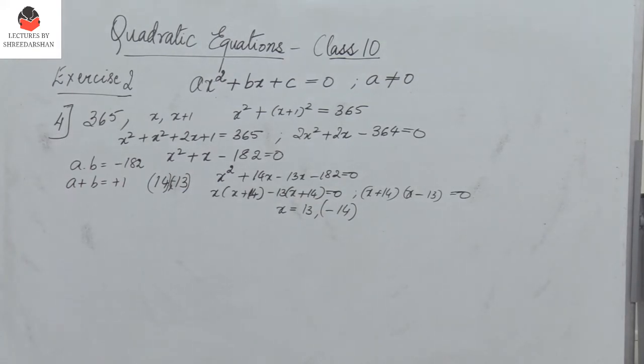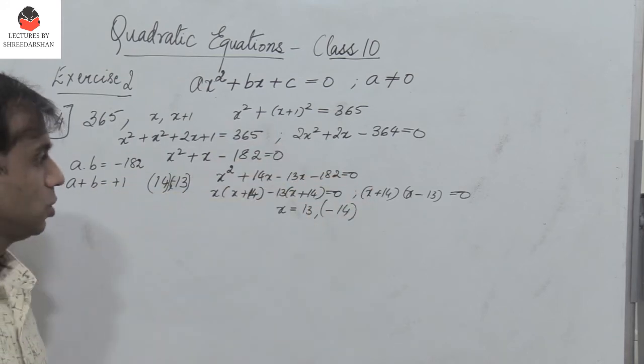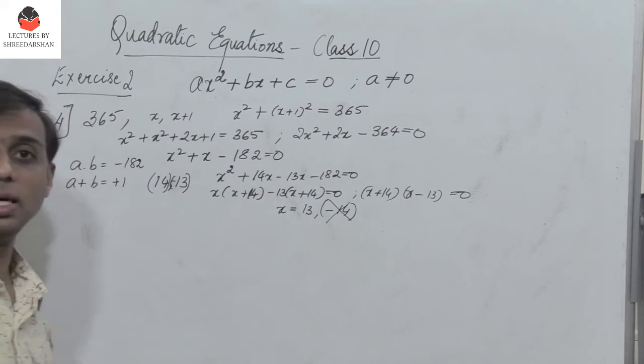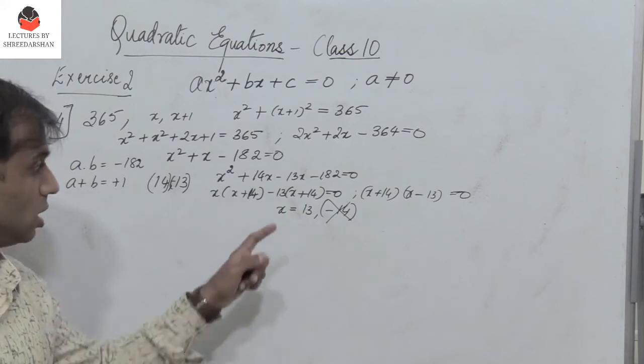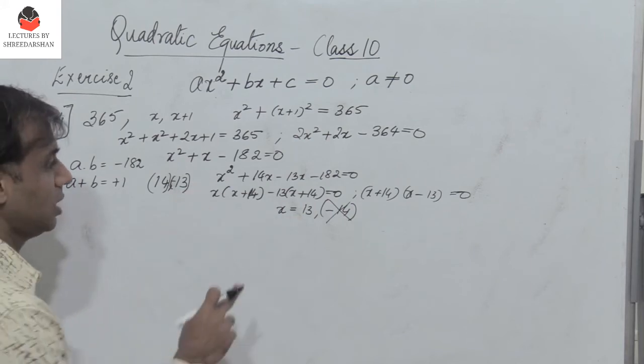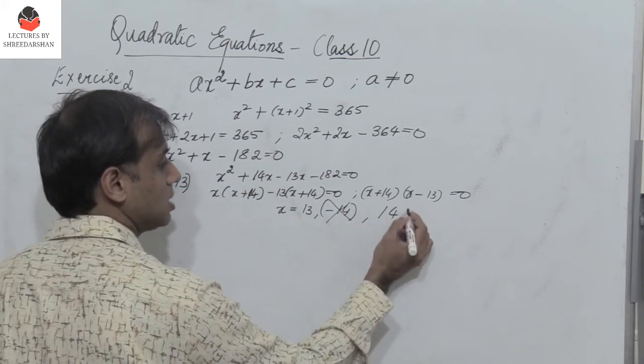Now what is being given in the problem? Two consecutive positive integers. So therefore minus 14 cannot be an option here because it's been given that they are two consecutive positive integers. So the only value which is valid is 13. So the two numbers are 13 and of course plus 14.